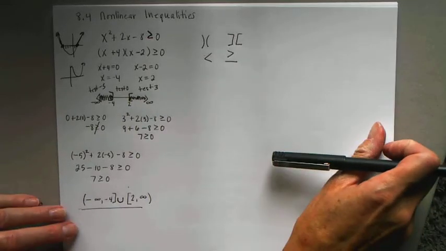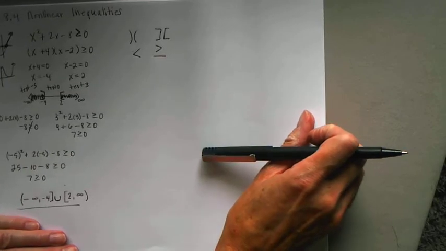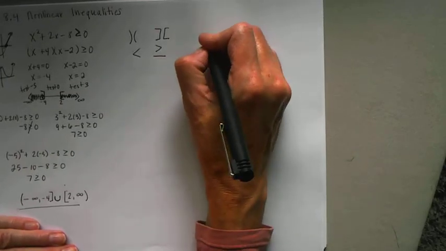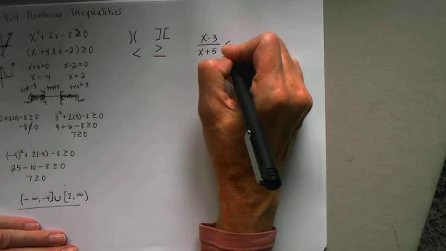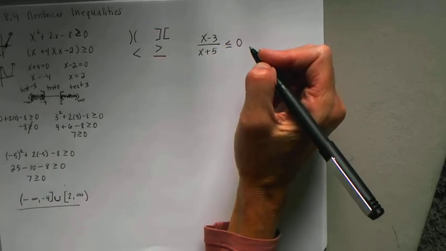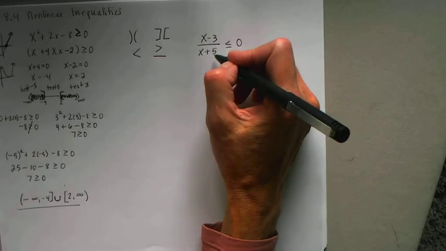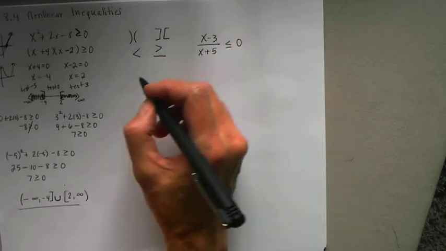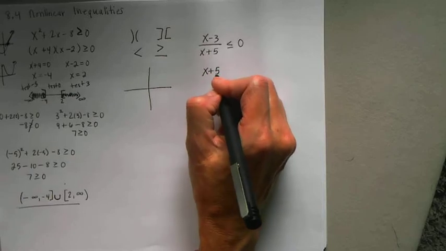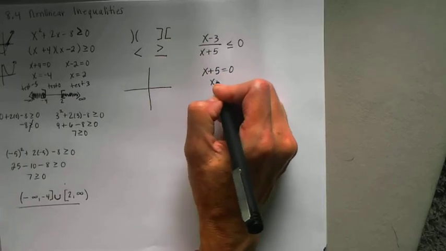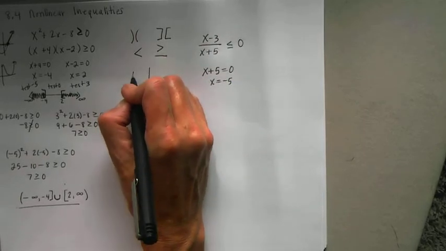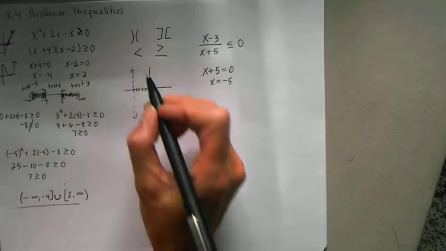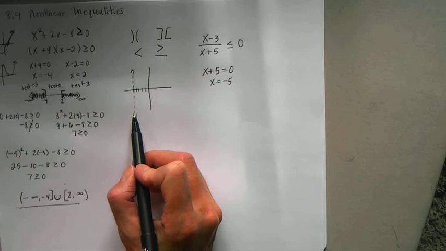Alright, let's try a rational inequality. So how about this one? X minus 3 divided by x plus 5 is less than or equal to 0. Okay, this one is called a rational inequality. Let's figure that out. Where does the bottom equal 0? Where the bottom equals 0, so at negative 5, I have an asymptote. An asymptote is an imaginary line that your graph gets closer and closer and closer to, but can't cross.